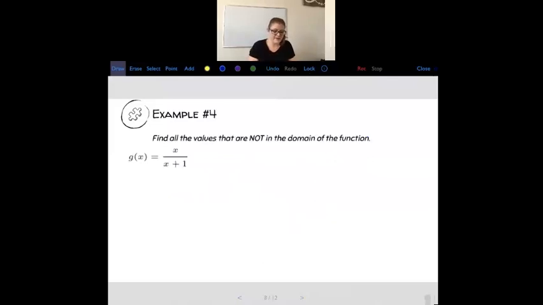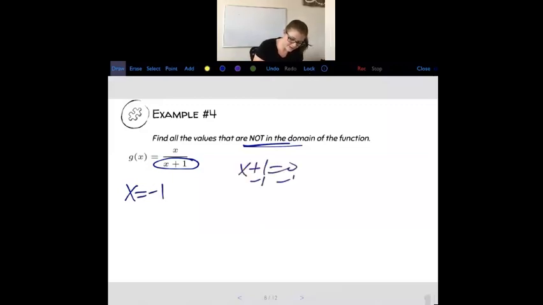Next, we're going to talk about all the values that are not in the domain of the function. So pay attention to what the directions are saying here. The values are not in the domain of the function. When we have a rational function, or a function that has fractions, we have to make sure that the denominator does not equal 0. So you can take a look at it and think, what value of x makes the denominator 0? That would be x is -1. Or you can set the denominator equal to 0 and solve to find the excluded values. So in this case, the excluded value is x equals -1.